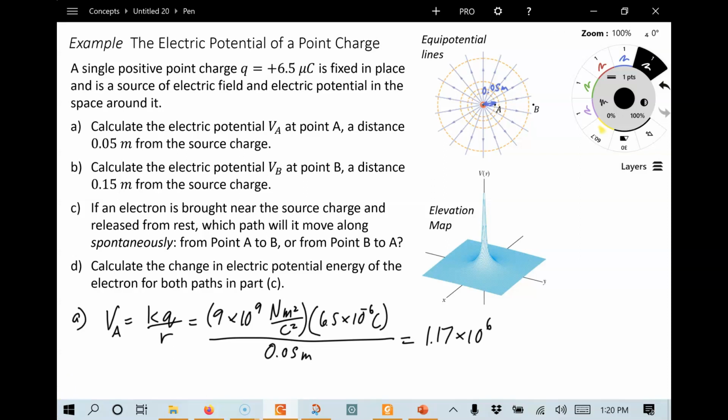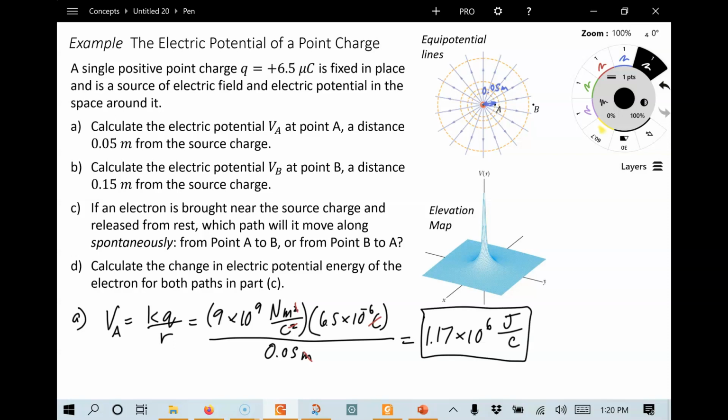Now, what are our units going to be here for electric potential? Well, let's cancel a few things out. One of these coulombs, one of these meters, and now I've got a newton meter per coulomb. A newton times a meter is a joule, so we do get the units we expect for electric potential: joules per coulomb.